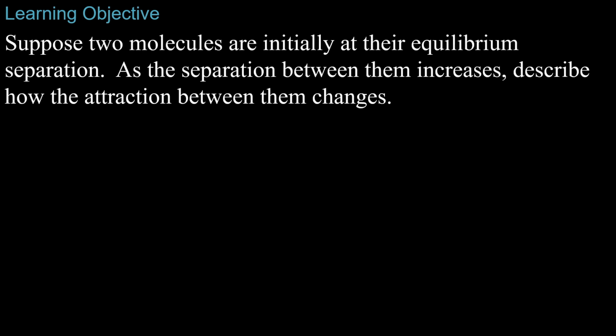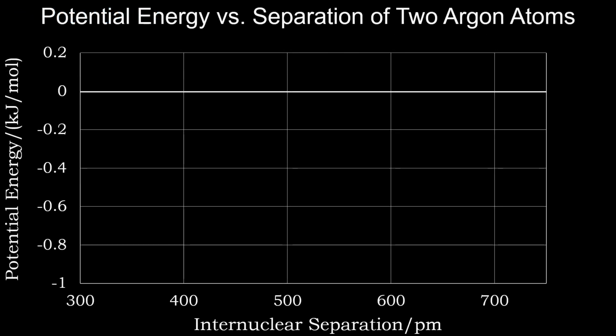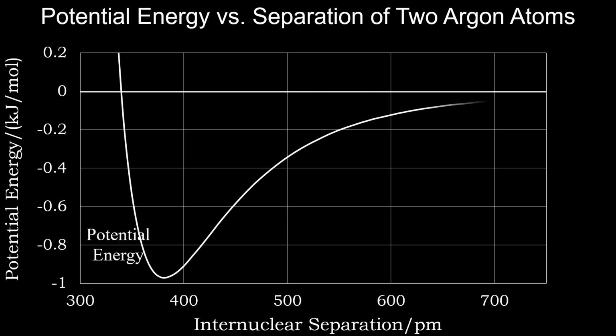Here's the learning objective for this section. Suppose two molecules are initially at their equilibrium separation. As the separation between them increases, describe how the attraction between them changes. The starting point is, again, a plot of potential energy versus separation. The plot is of London dispersion forces for two argon atoms.